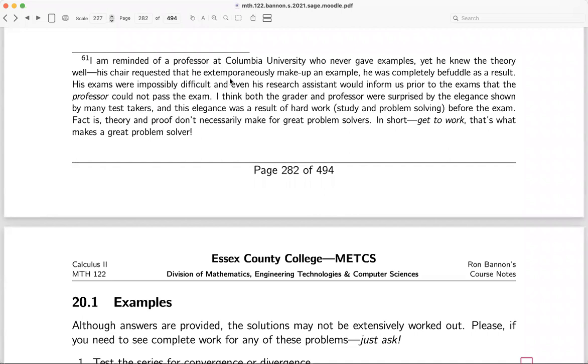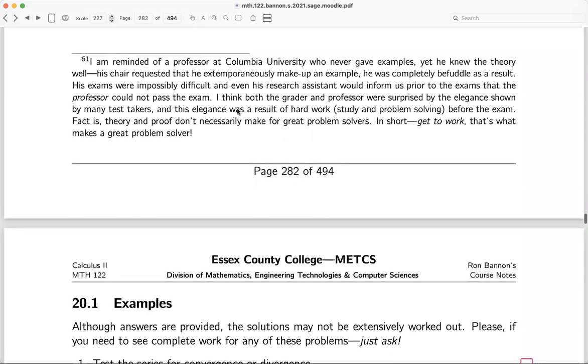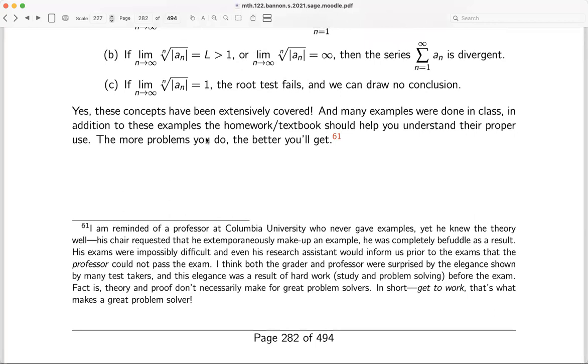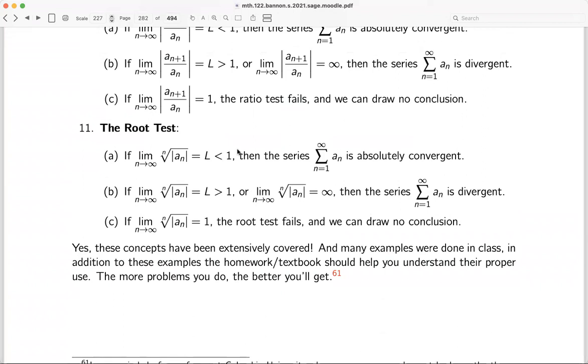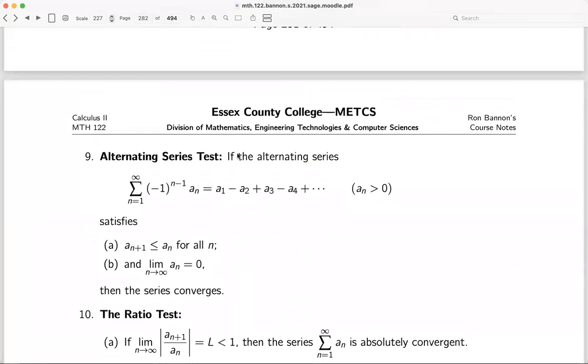But anyway, why do people do well on exams when the professor couldn't even take the exam? It's because of the amount of time and study effort the students put into the material: reading the textbook, looking at other textbooks, working problems, discussing with colleagues. So when they get to the exams, they were prepared. Why was the professor not able to take the exam? He may know the material, but he's not studying it. He's not practicing examples. So this professor was befuddled by questions, but not by the theory.